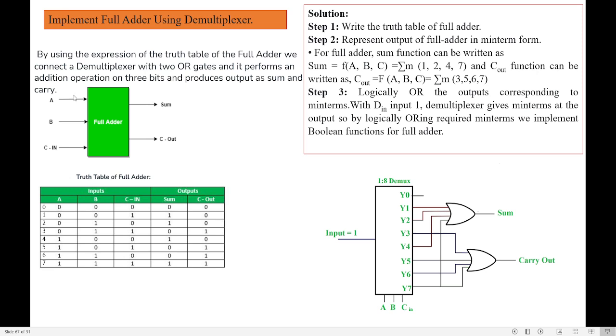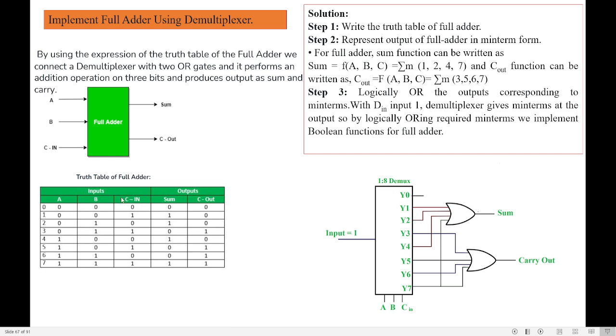Now, how to design this full adder using a circuit called a demultiplexer is what we are going to see. The first step is to write the truth table of the full adder. Since they have asked to implement a full adder, you need to write its truth table. How many inputs? A, B, C, where C is the carry input. What are the 2 outputs? Sum and carry.